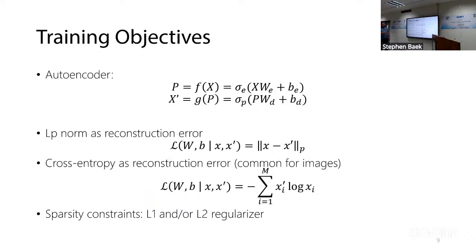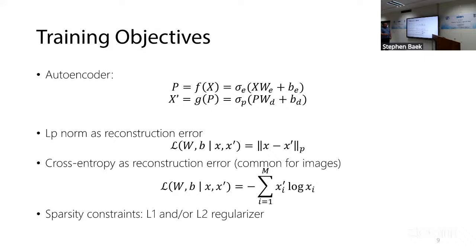So the simplest form of autoencoder, like I just said, is a stack of perceptrons, where each perceptron encodes the image X into P, the lower dimensional embedding. So that's what the encoder perceptron does. And the decoder perceptron will take P as an input and spit out the reconstructed version of X, which is X prime.